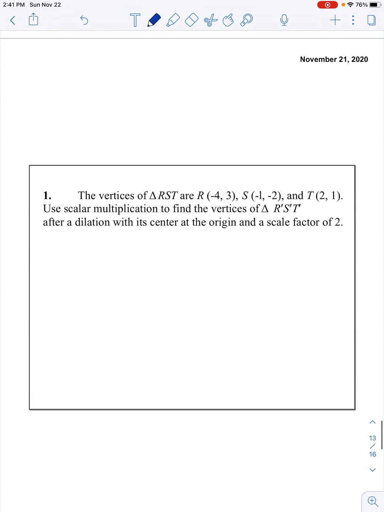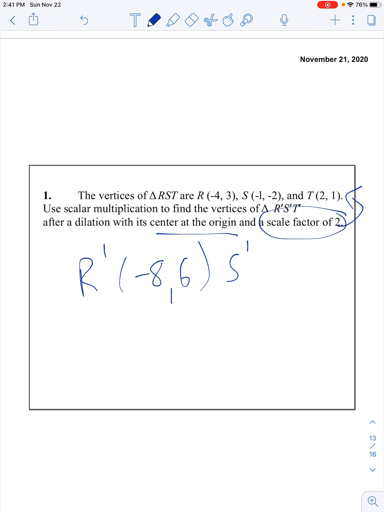All right, couple more. It says the vertices of triangle RST are given there. It says use scalar multiplication to find the coordinates of triangle R prime, S prime, T prime after your dilation, center at the origin, scale factor of 2. So to do your scale factor of 2, we talked about we just multiply everything by 2. So R prime is -8, 6. S prime is -2, -4. And T prime is 4, 2.